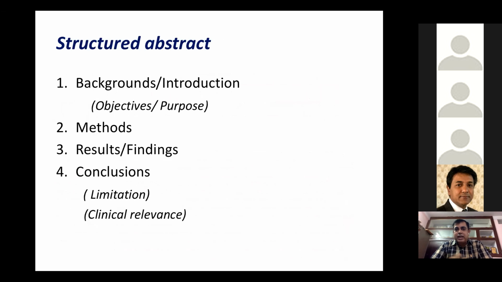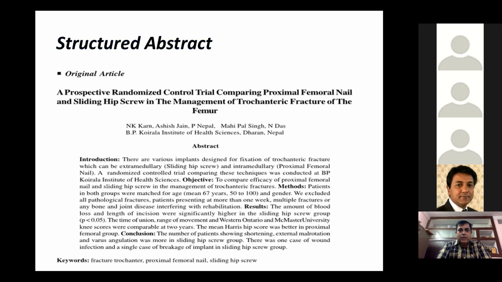Now, a structured abstract has different headings. Here the word limit is relatively more, so you can divide it into background, introduction, methods, results, and conclusion. Again, certain journals ask you to divide it into objectives and purposes, limitations of the study, and clinical relevance. If they are asking for that, then you have to put that in your abstract. Another example of a structured abstract: this is a prospective randomized controlled trial comparing proximal femoral nail and sliding hip screw in the management of trochanteric fracture of the femur. Here all headings are divided into introduction, objective, methods, results, and conclusion.